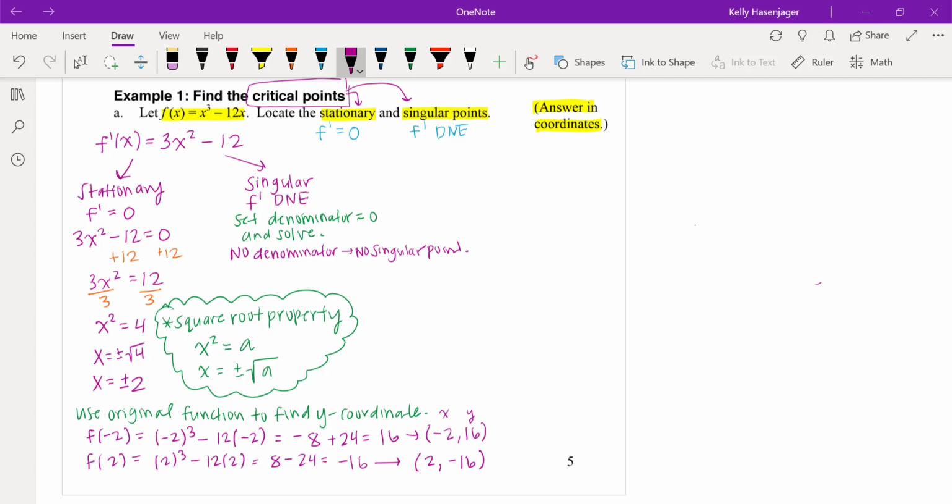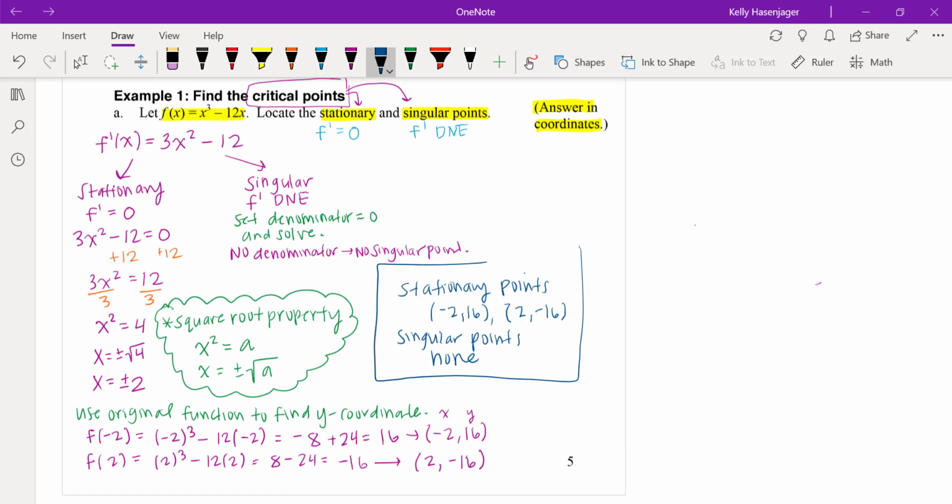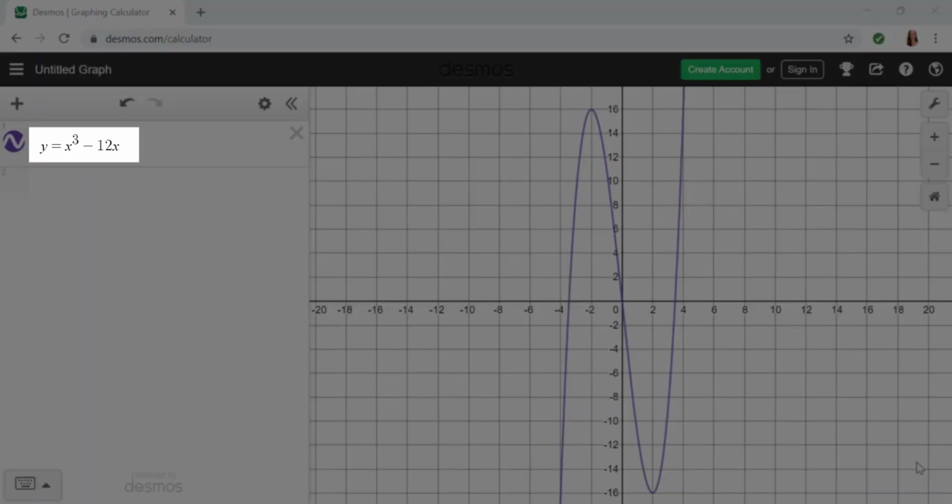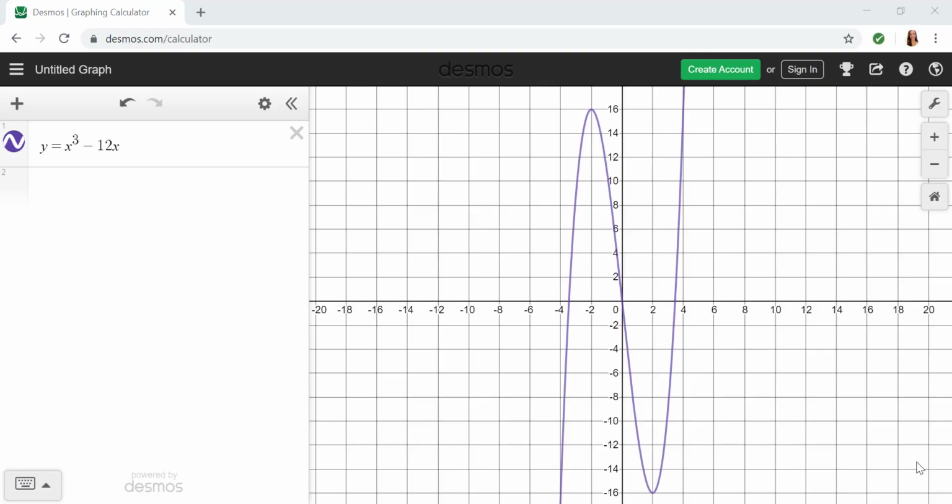Let's summarize our answer. We found that we have stationary points at negative 2, 16 and at 2, negative 16. And we also found that there are no singular points. Cool. So we used an equation. Let's head over to a graph and graph our original equation to see if our answers match up.